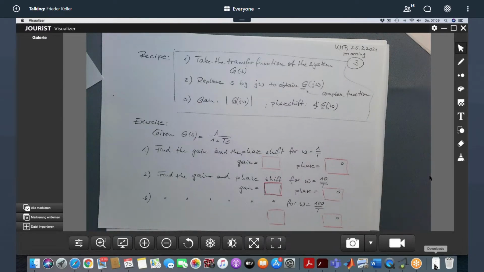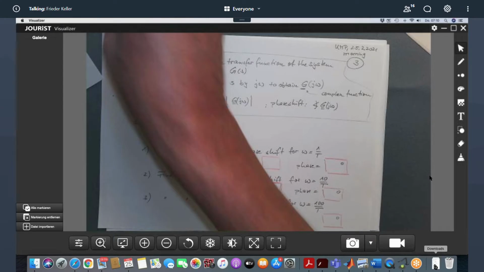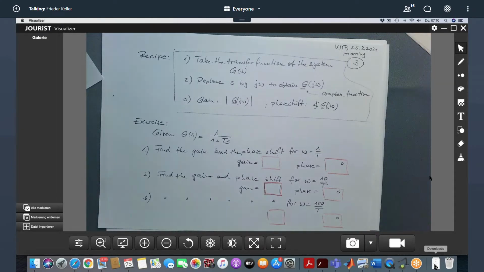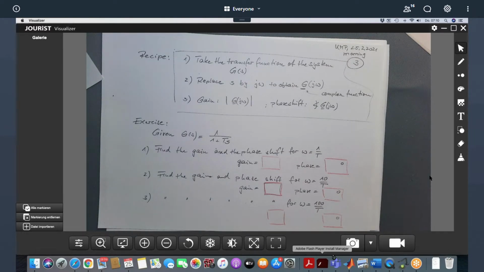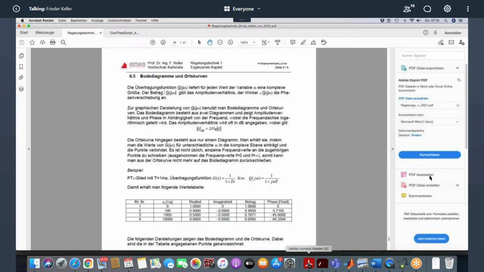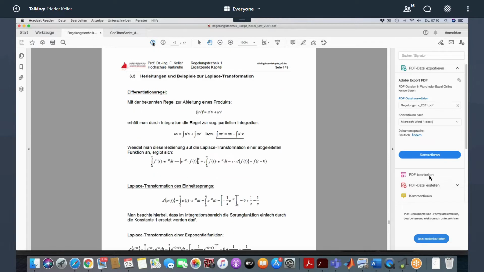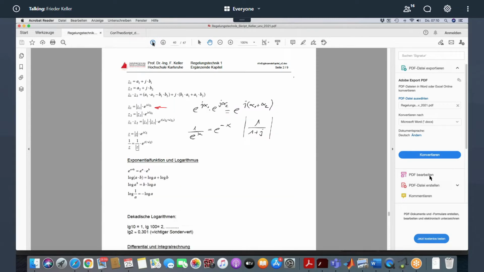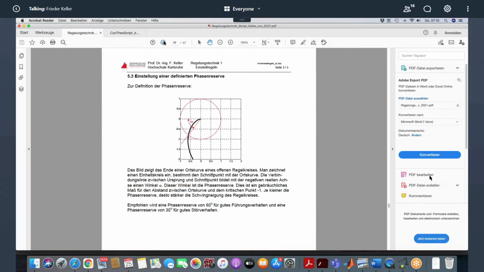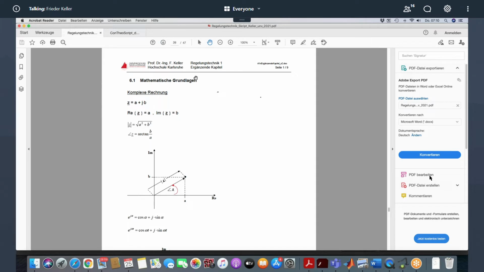Good, now perhaps before we come to the solution, I would like to have a look in our script. I think I have sent that to you, and you don't have to print it out. It's sufficient when you have it on your computer, and you see at the end there is a section on mathematical basics. This is what we have discussed so far.